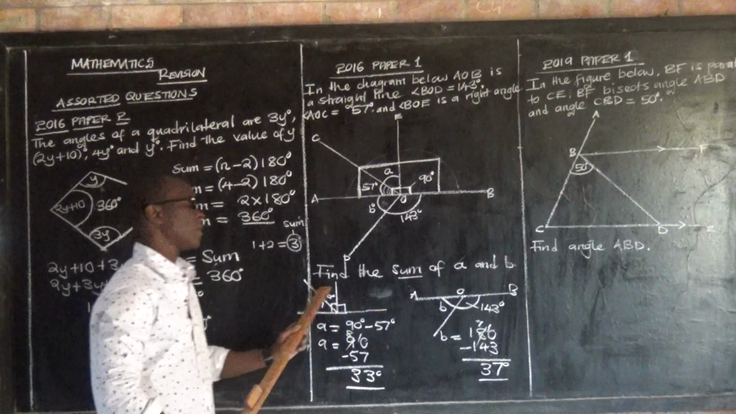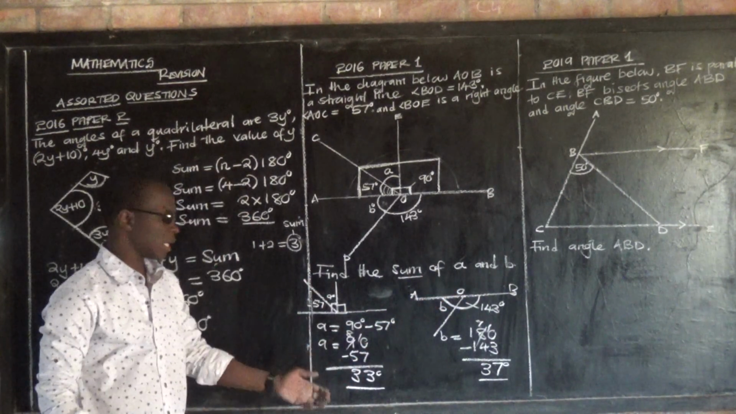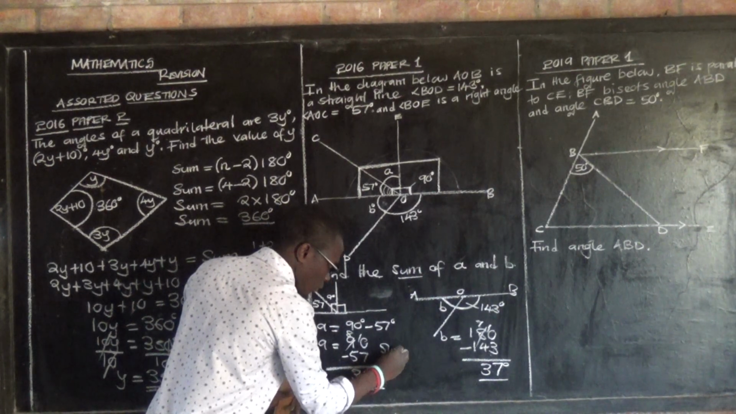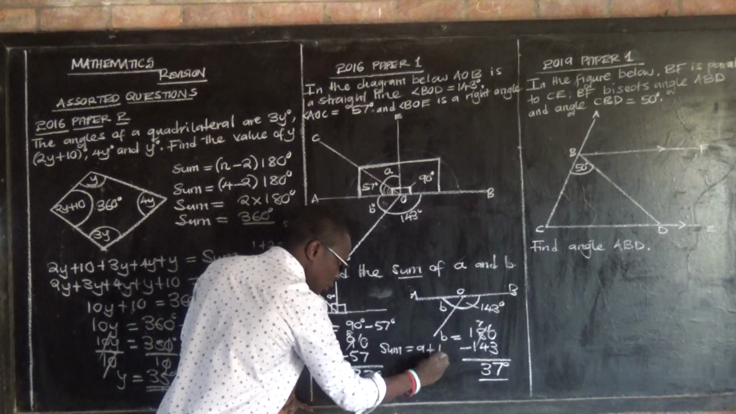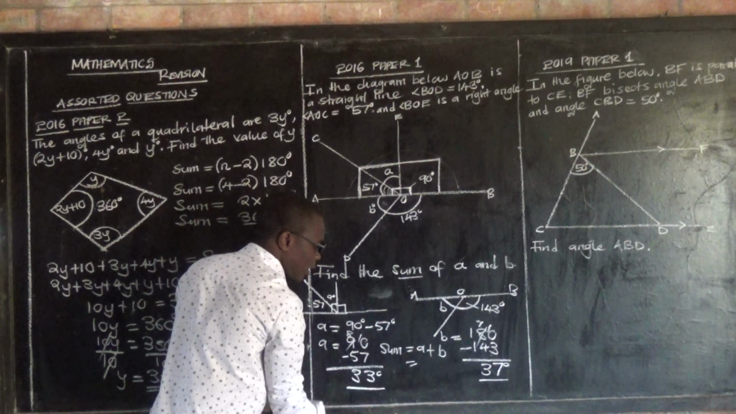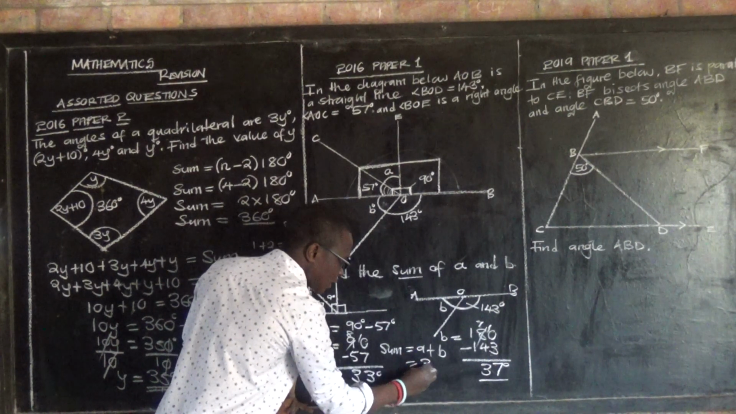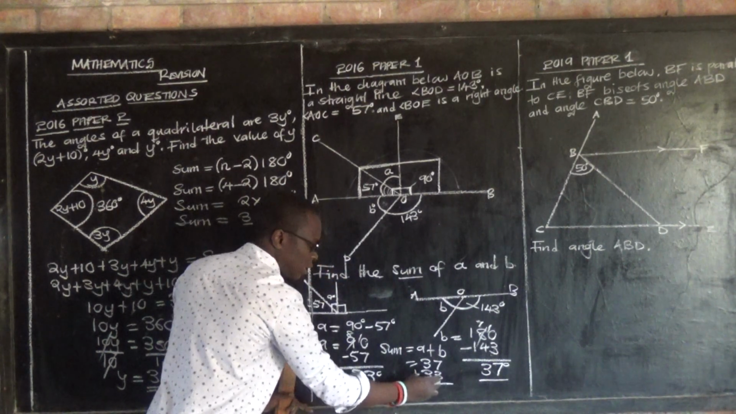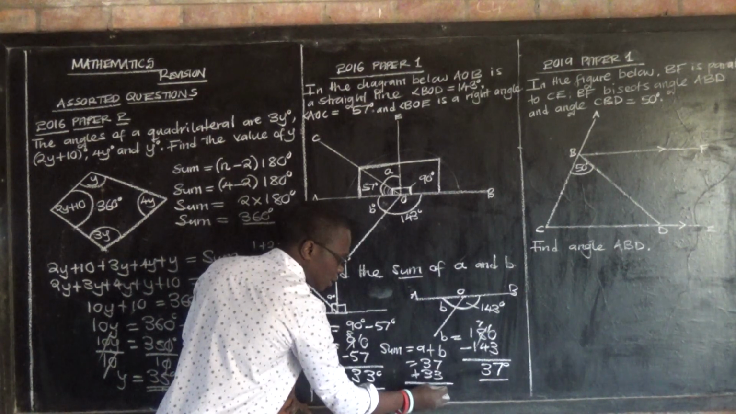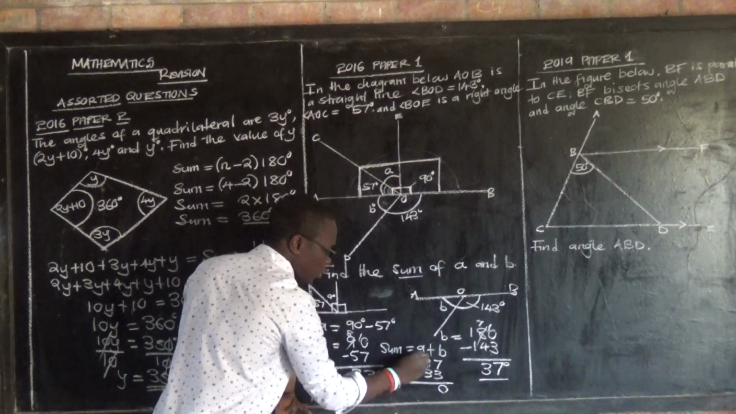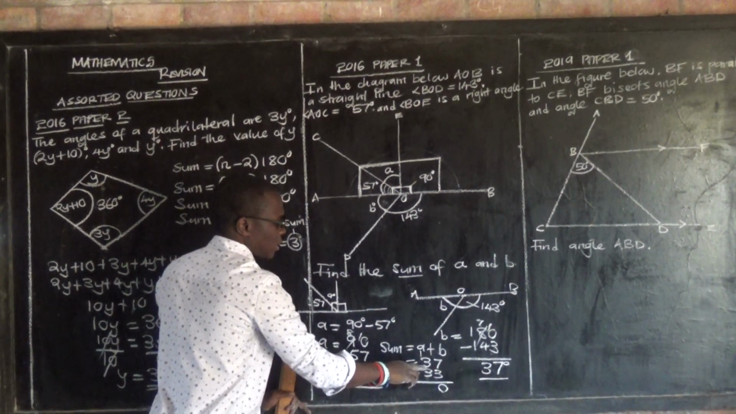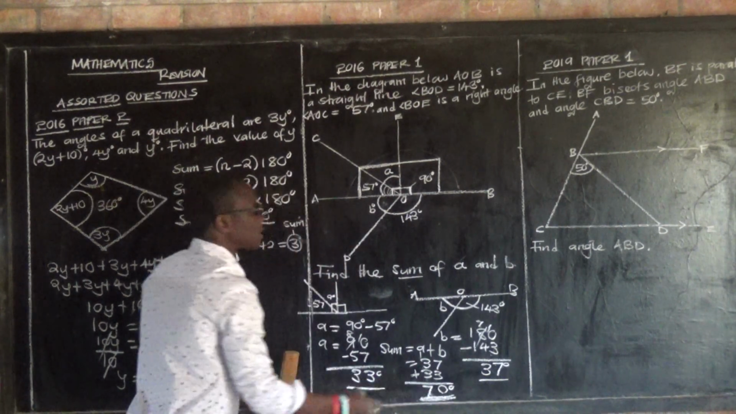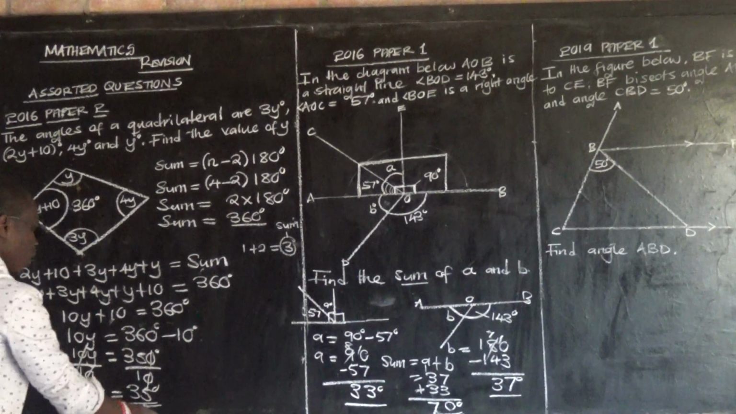So now finding the sum. Remember they said find the sum of A and B. So just add angle A and angle B. So we say sum is equal to A plus B. So what is our A? 33 plus 37. We can add. 3 plus 7, you get 10, so 0 carry 1. 3 plus 3 plus 1, so the answer is 70 degrees. That's the sum. Are we together?